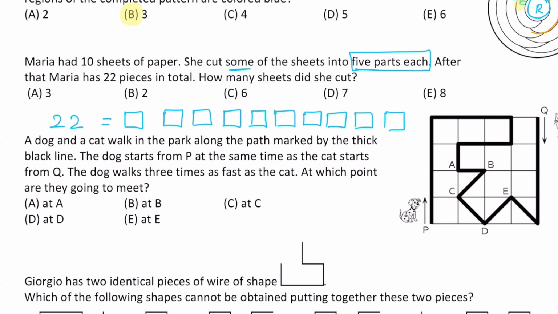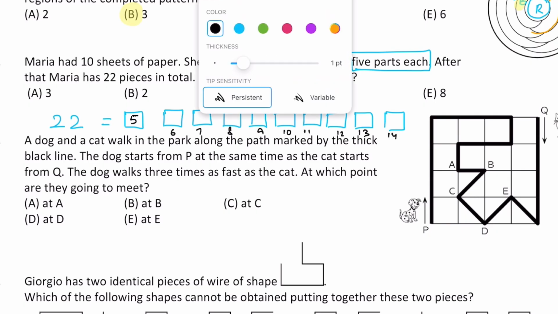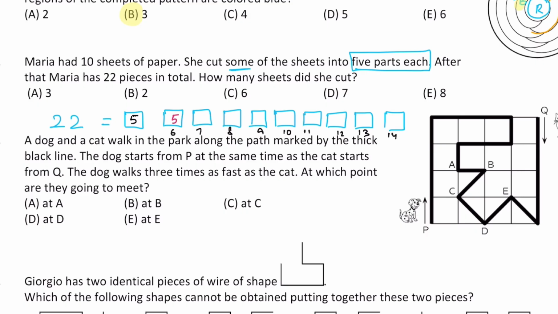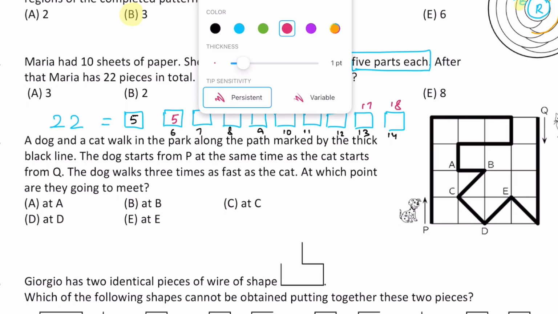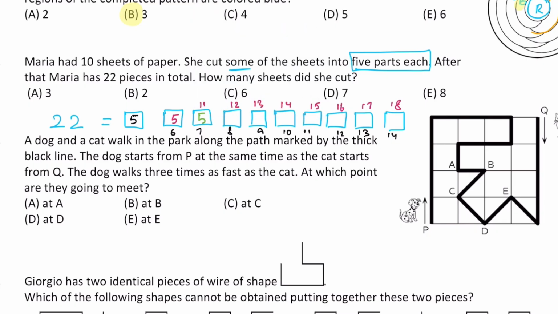So what we'll do is cut the first one into 5. That'll give me 5, 6, 7, 8, 9, 10, 11, 12, 13, 14. Still not equal to 22. So let's cut another one into 5. So now I have 10, 11, 12, 13, 14, 15, 16, 17, 18. Okay, let's cut another one because 22 is more than 18. So 15, 16, 17, 18, 19, 20, 21, 22. Voila. So there were 3 sheets that Maria cut.